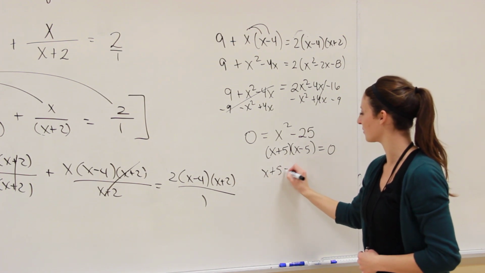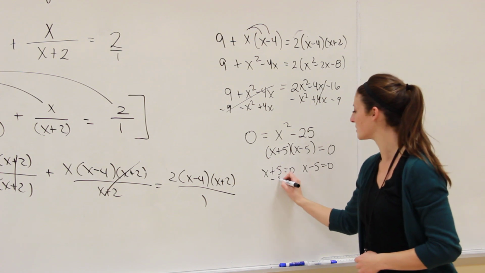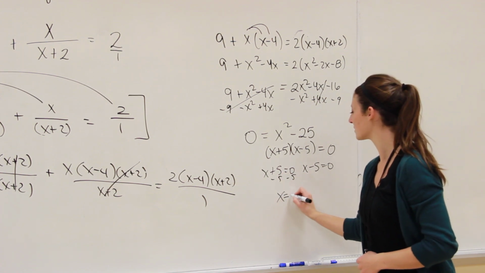x plus 5 equals 0. x minus 5 equals 0, so your roots are going to be the opposite. x equals negative 5 and positive 5.